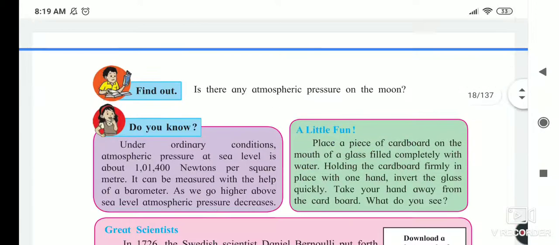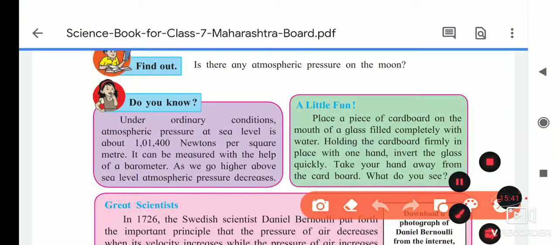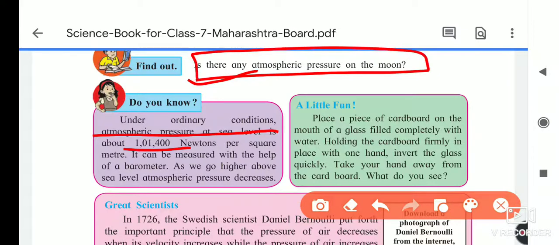Next, do you know, under ordinary conditions, atmospheric pressure at sea level is about 1,400 newton per square meter. This question's answer you have to write in your notebook. Find its answer and write the correct answer in the notebook. Then, newtons per square meter, it can be measured with the help of a barometer. To measure the air pressure, what are we using?